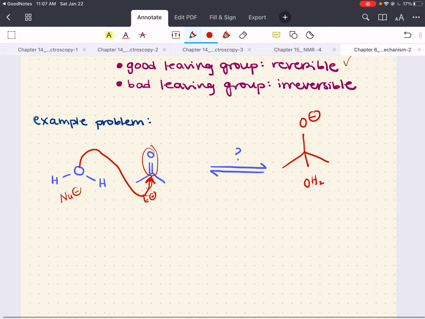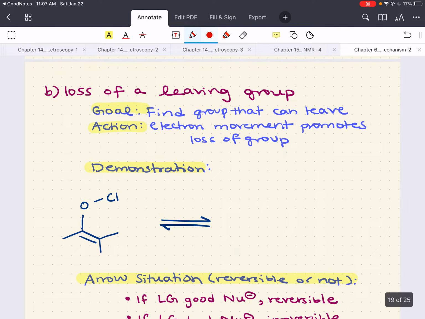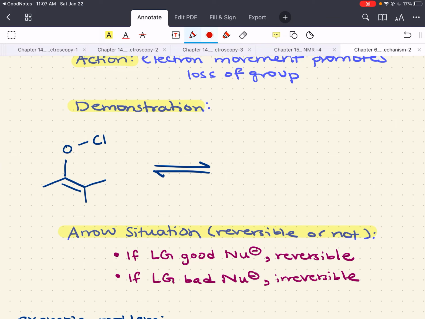Fantastic. Now let's look at our second pattern, loss of a leaving group. Your goal is to find a group that can leave, a group that is electronegative enough that when it leaves with a charge, it can stabilize that charge. It can deal with that negativity. And the action is, after you find a group that can leave, your electron movement promotes the loss of that group. So here's an example. We have a chlorine here. Most halogens are just great leaving groups. They can deal with the negative charge that they carry.